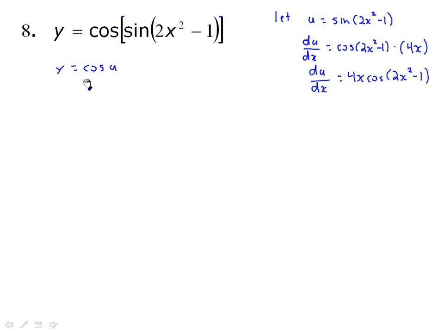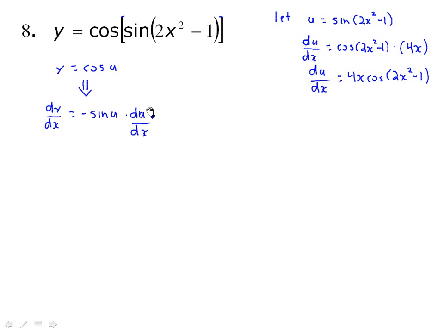Now I start the differentiation with the main problem. So dy/dx is equal to the derivative of this function, cosine u, which is negative sine u, multiplied by the derivative of u with respect to x. That's a du/dx, just like we always do.